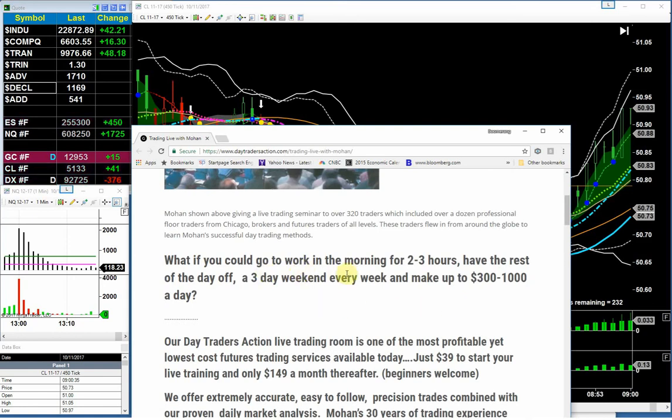What if you could work in the morning for 2 to 3 hours, have the rest of the day off, and a 3-day weekend every week, and make up to $300 to $1,000 a day? We're trying to appeal to smaller, more inexperienced traders to try to bring them into the markets and help them achieve these goals. The 3-day weekend's not a problem because our room's only open Monday through Thursday, and that's all you need.